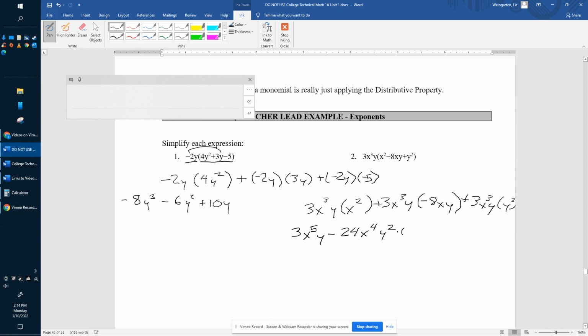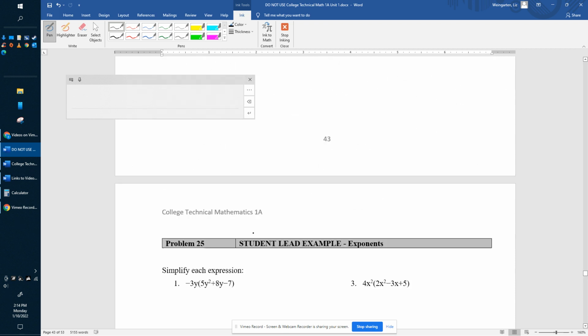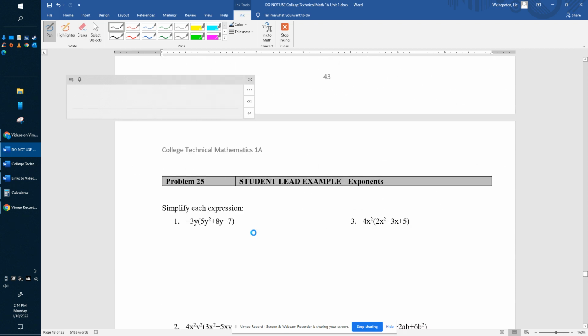Then we have 3x to the 3rd. Then we have y times y squared. That'll give us y to the 3rd. So go ahead and work on these student-led examples, and we will work on the next property.